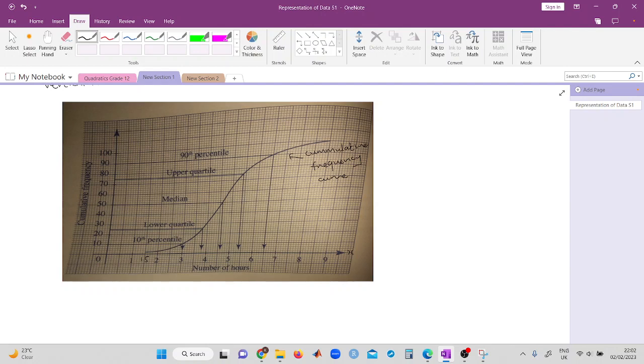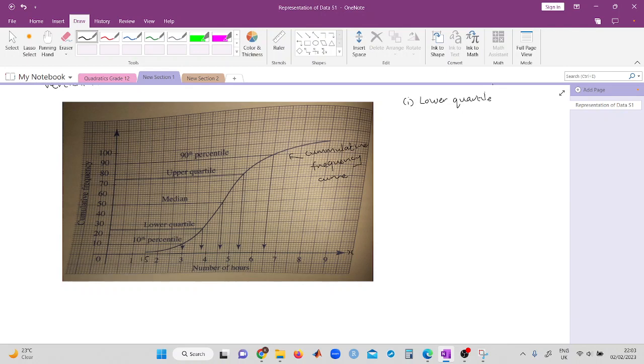Maintenant, il y a des affaires qu'on doit connaître. Comment je vais trouver dans le détail le percentile, le lower quartile, etc.? C'est ça que je vais expliquer. On va faire un par un. Firstly, we just find the lower quartile.